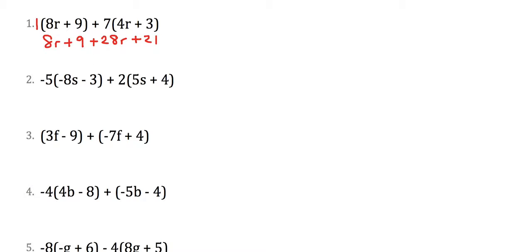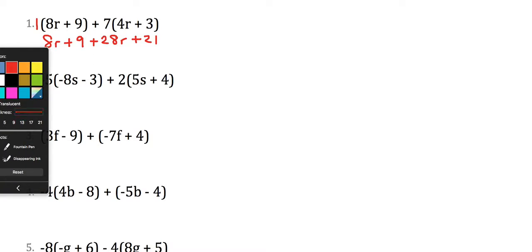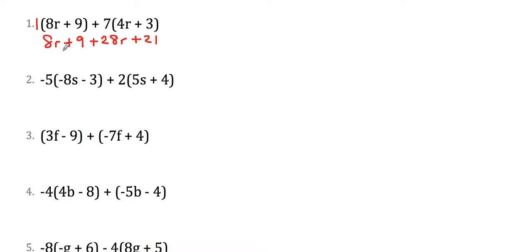All right, so then we're going to combine these like terms. So 8r plus 28r, that's 8 plus 28, which is 36r. So we have 36r, and then 9 plus 21 is positive 30. So the answer to number 1 is 36r plus 30.